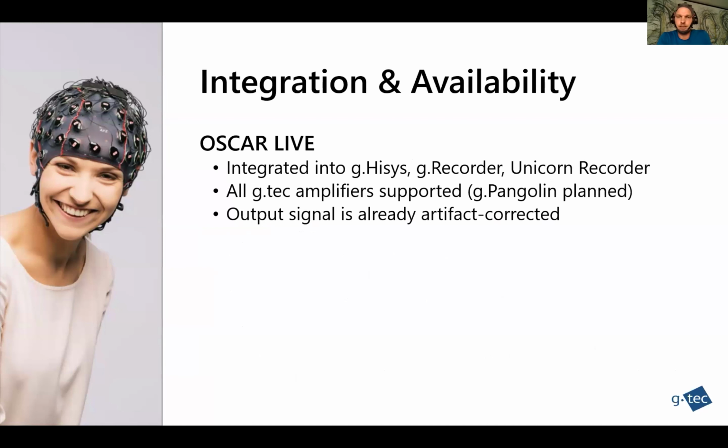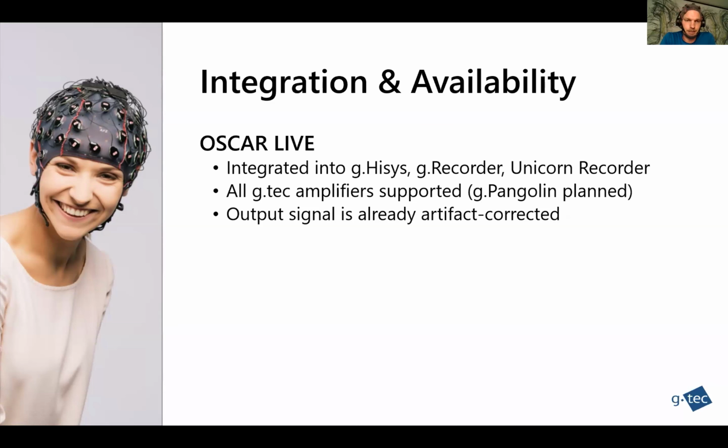Now talking about the integration and availability of OSCAR, OSCAR Live is currently being integrated into g.HIsys. So we have a g.HIsys demo today. It's going into g.Recorder and the Unicorn Recorder, and all g.TEC amplifiers are supported. Obviously, since Pangolin has so many channels, we're still in the planning phase. But if you're recording 64 channels with the Pangolin, that's going to be possible for sure.